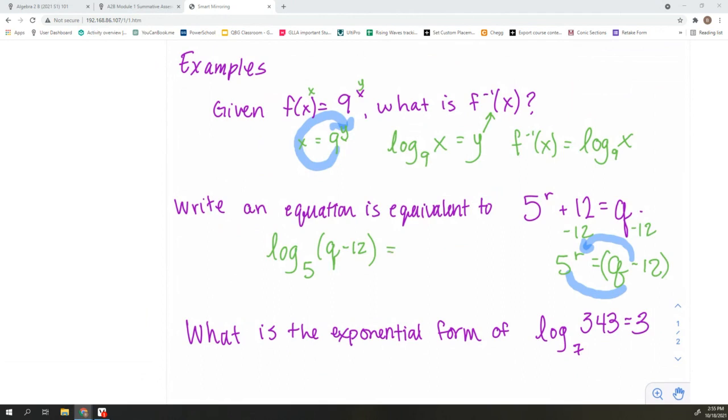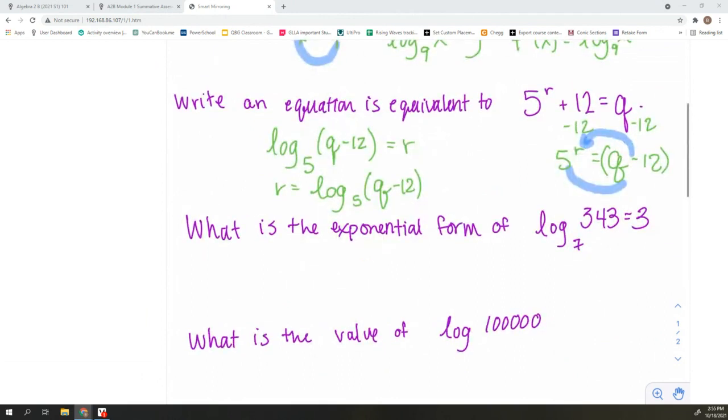Or we could rewrite it: r is equal to log base 5 of q minus 12. Notice that when I'm doing my logs, I write a cursive L. That's because if I write LOG and I'm not careful, that could look like 109, especially in other countries where the 9 is written kind of like our G's. Okay, it's that simple.